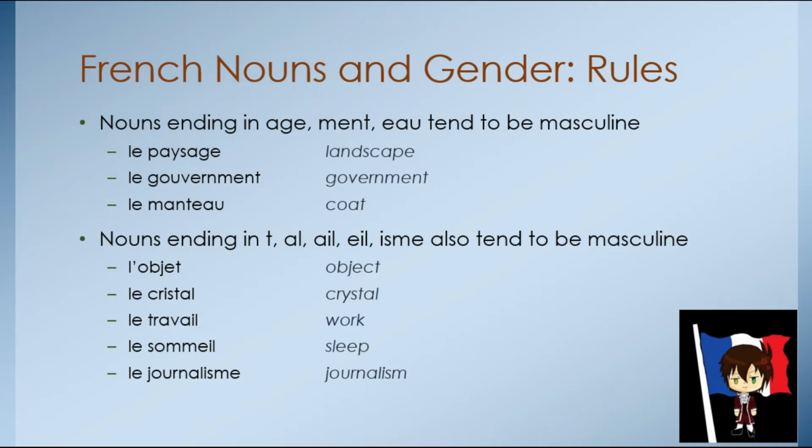Let's see some examples. First one is le paysage, landscape. Le gouvernement, government. Le manteau, coat. Second rule naman tayo. Nouns ending in t, al, ail, eil, or isme also tend to be masculine. Examples: l'objet, le cristal, le travail, le sommeil, le journalisme.